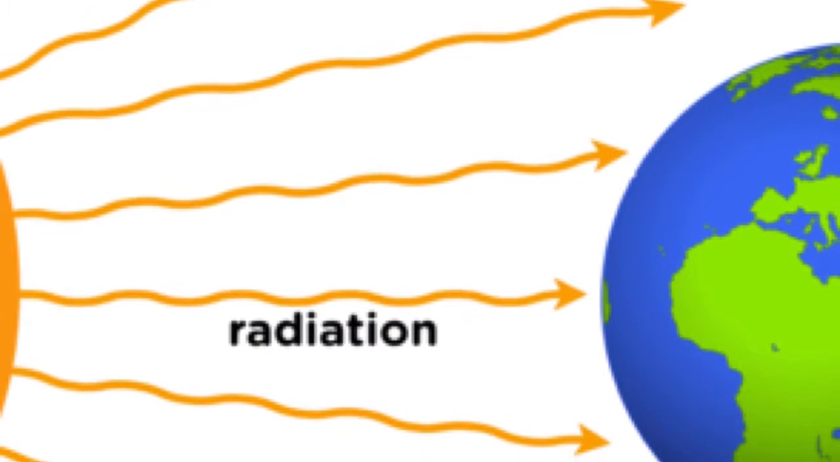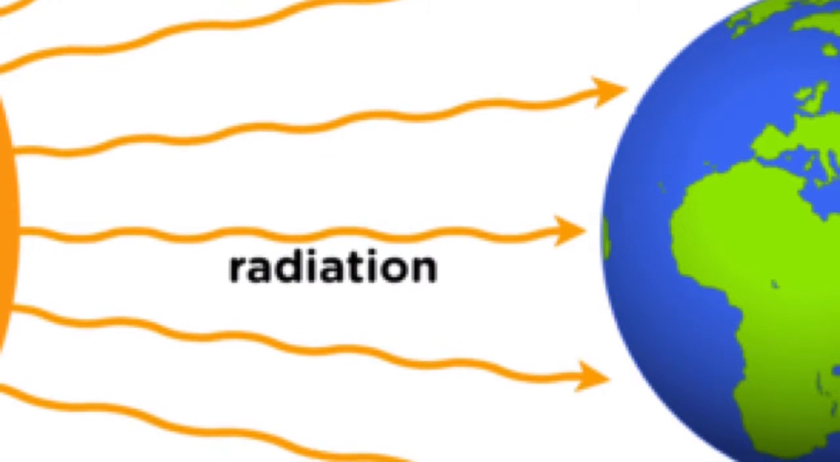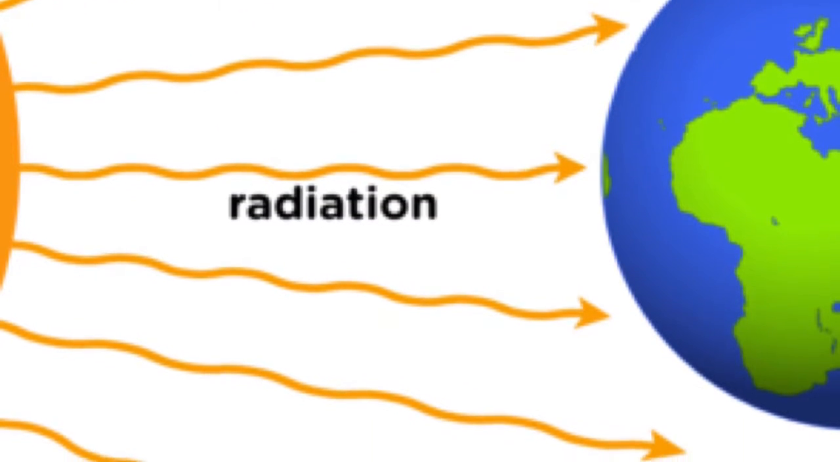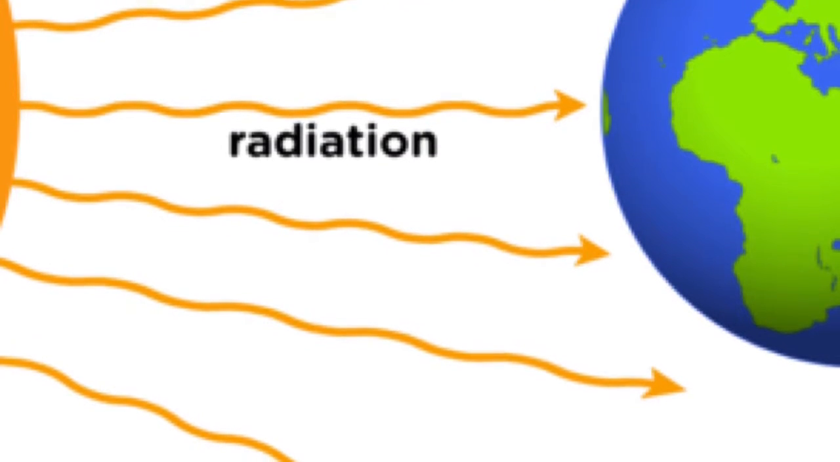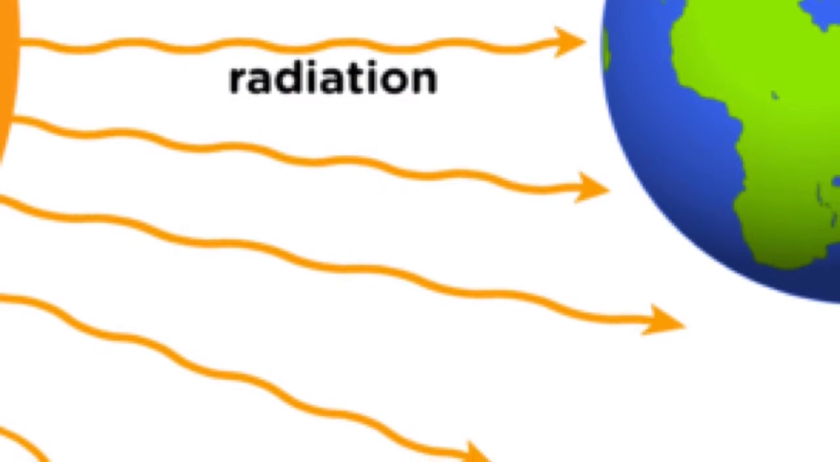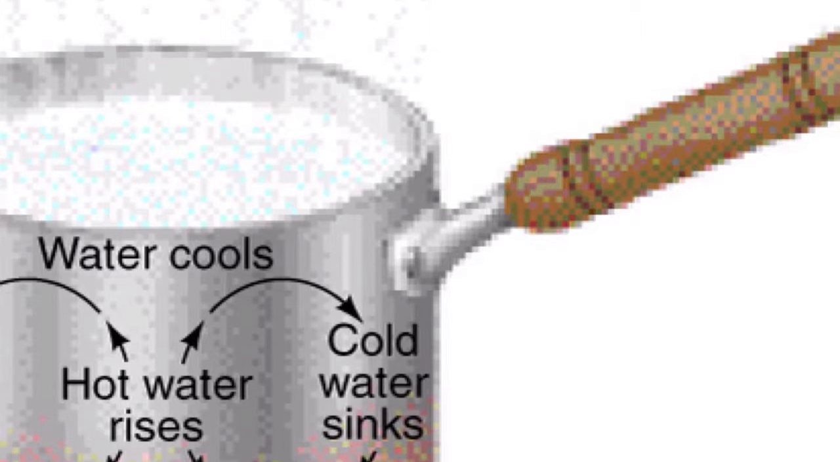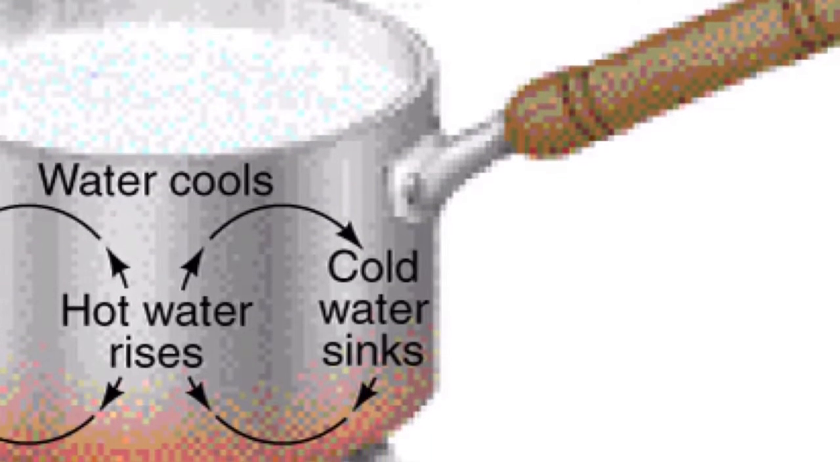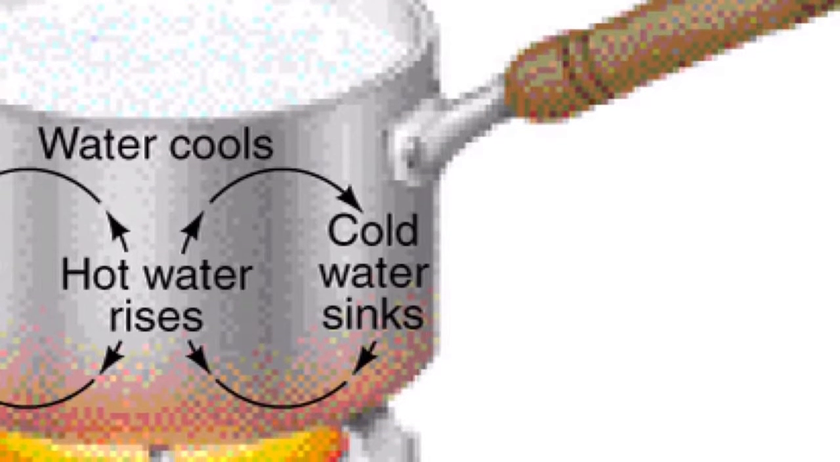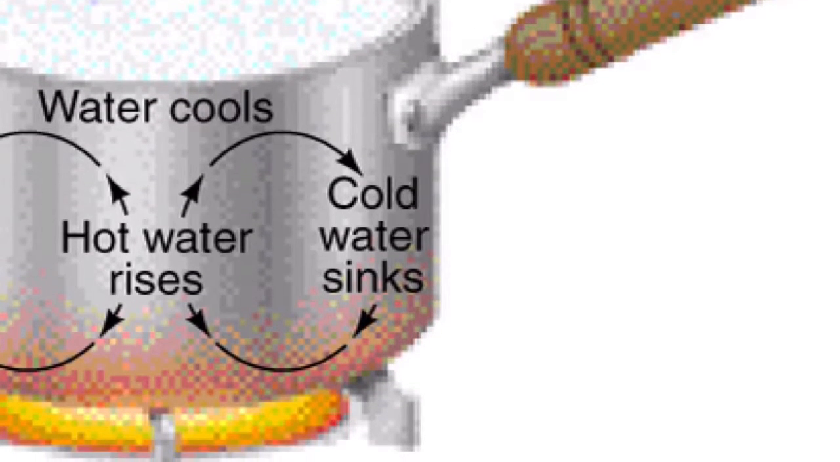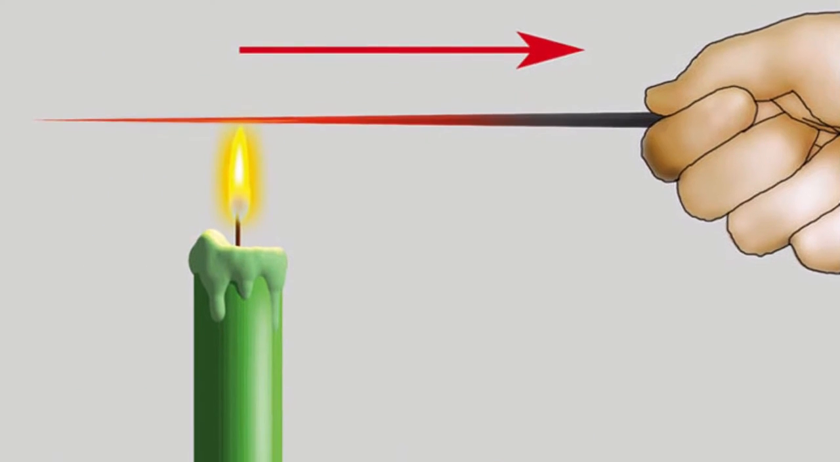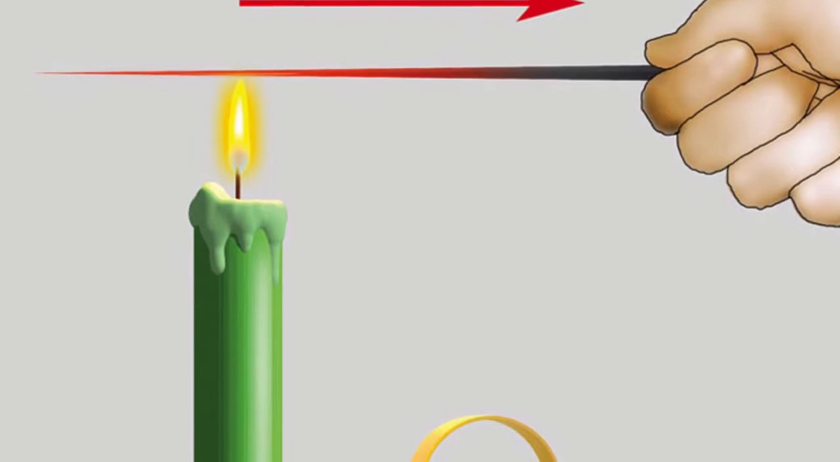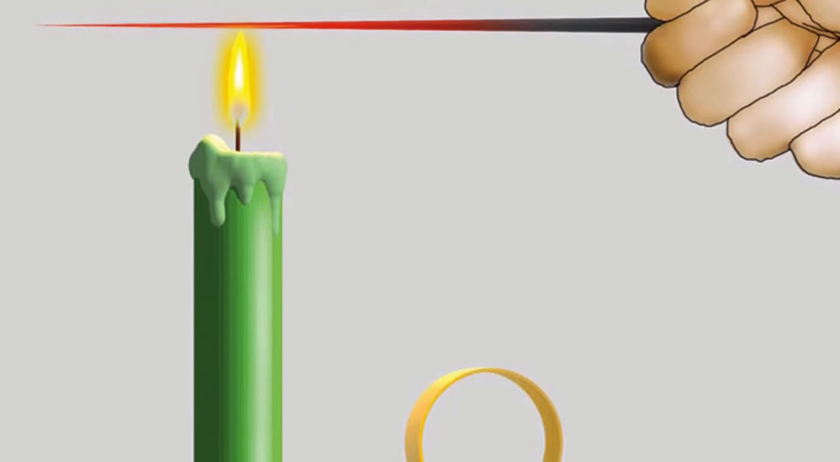Radiation is the emission of energy as electromagnetic waves or as moving subatomic particles. Convection is heat transfer by mass movement of a fluid such as air or water. Conduction is the process by which heat energy is transmitted through collisions between neighboring molecules by direct contact.